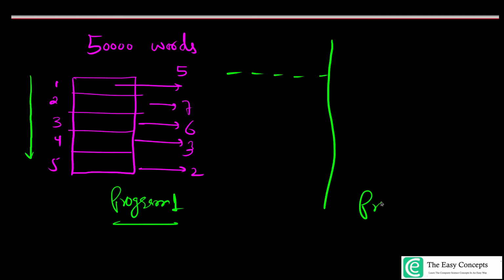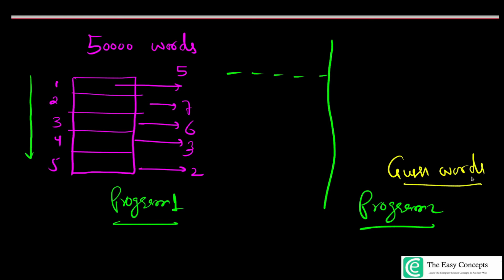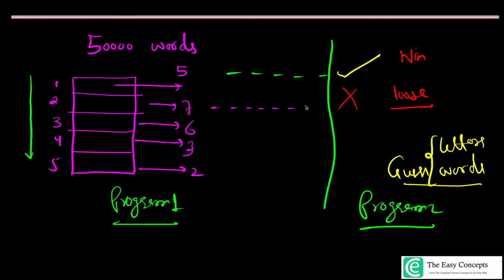And there is program 2, and its task is to guess the words, or we can say guess the letters, right? And once you guess it correctly or maybe in a wrong way, you either win the game or you lose the game. Clear? So in case of 7, you will have 7 spaces. In case of 6, you will have 6 spaces. In case of 3, you will have 3 spaces, and in case of 2, you will have 2 spaces.